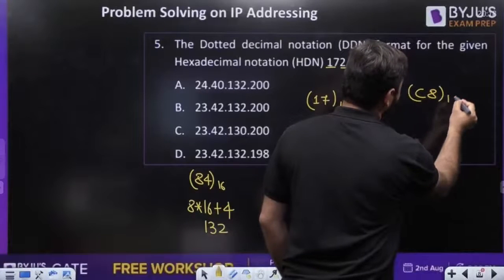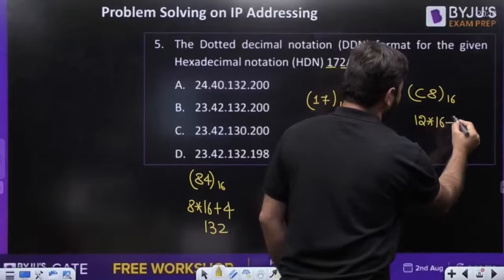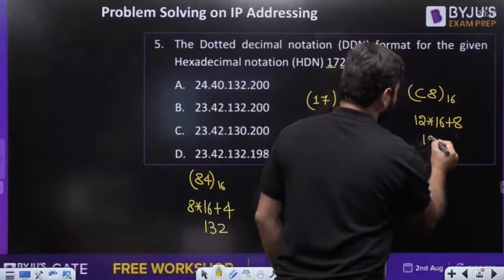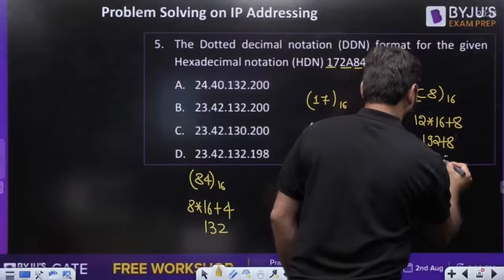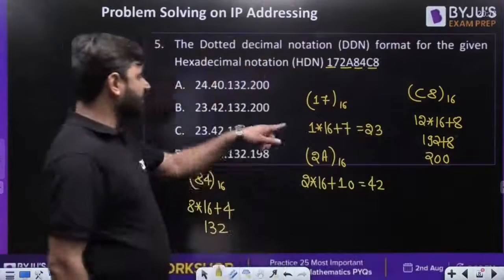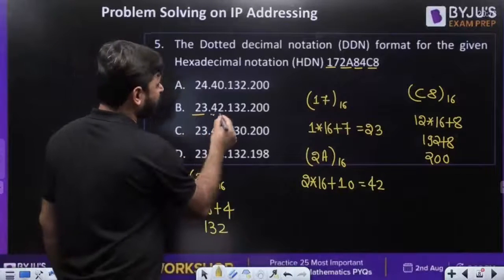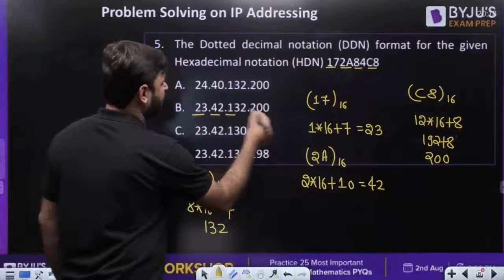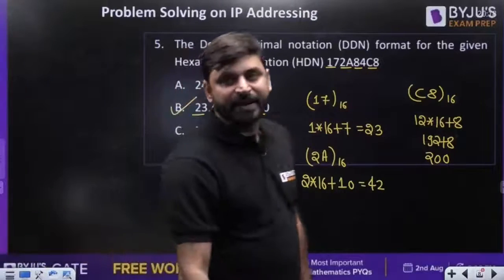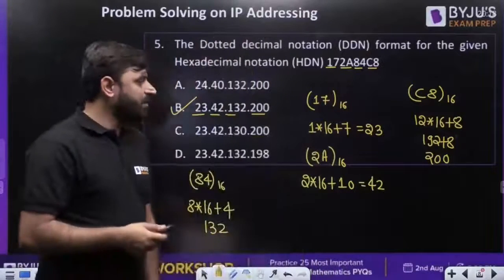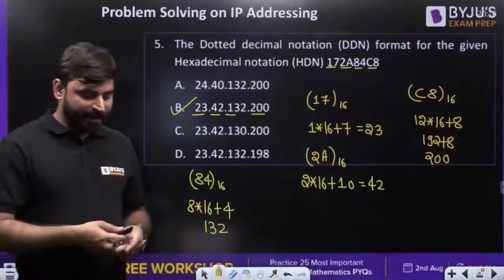Now next is C8. It is given in hexadecimal. First number C means 12. 12 into 16 plus 8. 12 into 16 is 192. 192 plus 8. This is 200. So the first octet, this is 17, 17 means 23. Second octet 42. Third octet 132. 200. So B will be the correct answer. Is it clear to everyone, my dear friends? Question number 5 is clear to everyone. So I can move to the next.